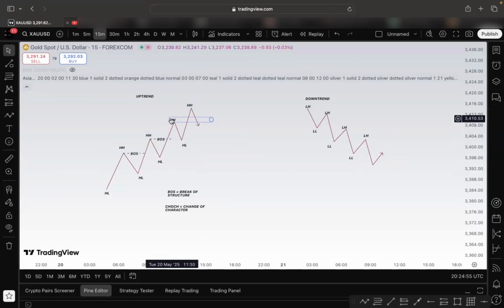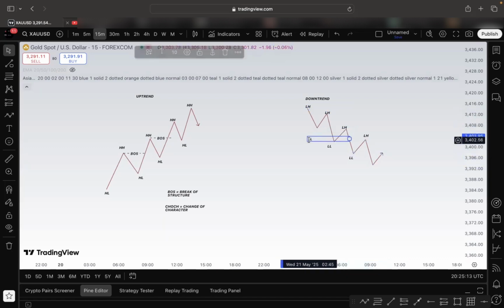Okay. Same thing happens here again. Swing low, swing high, then it retraces, swing low, and then break of structure here. So we can even put this here, break of structure. Same thing for the downtrend.